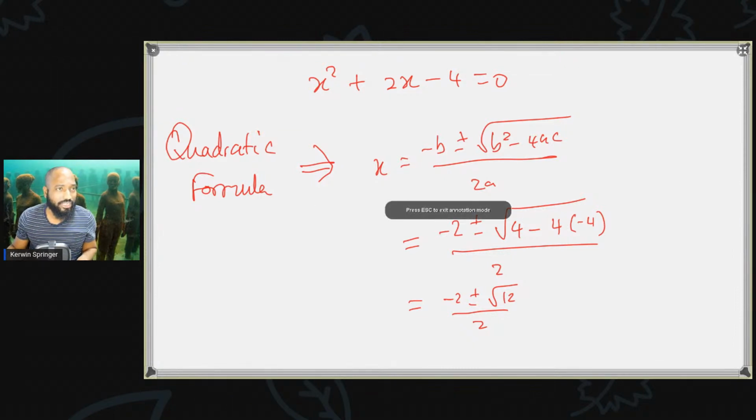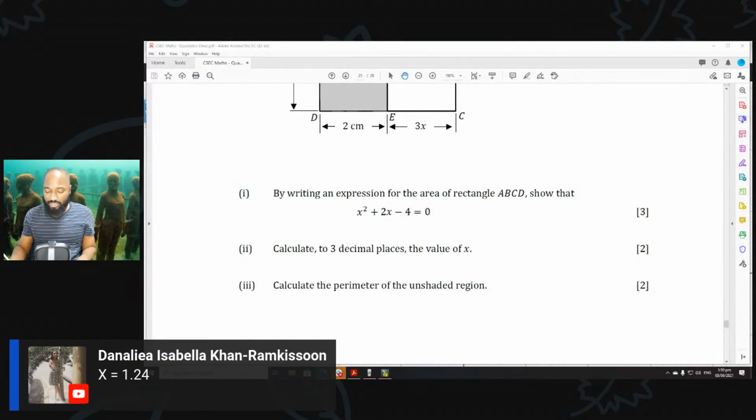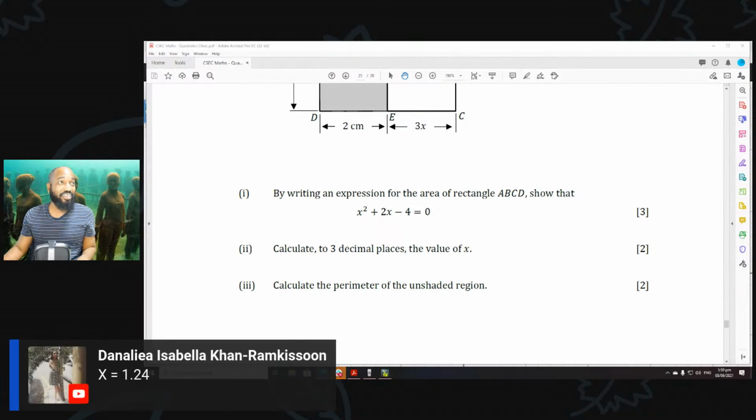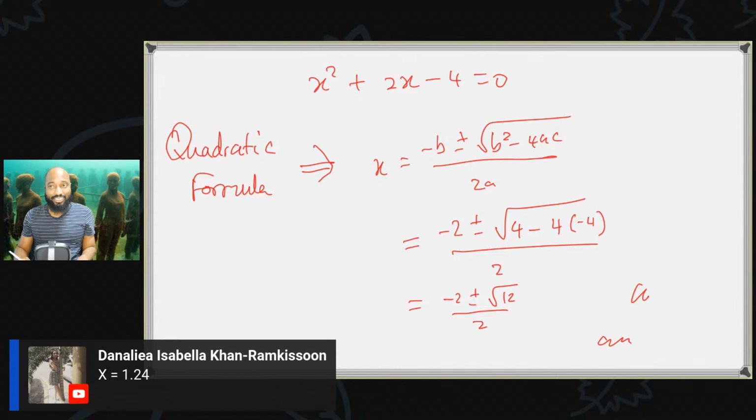Isabella didn't give you the answer. You're supposed to get 2 answers, but you can only take one of them. You will get 2 answers when you do this, but you can only take the answer that's positive. Why can't you take the negative answer? What's the negative answer when you put it in your calculator? Because a length can't be negative. Well done.